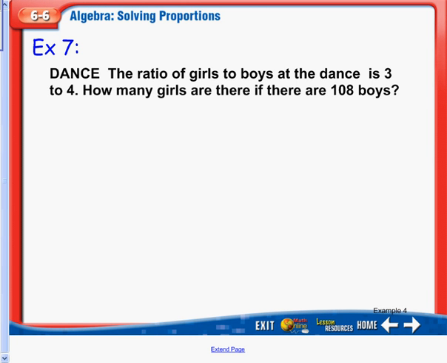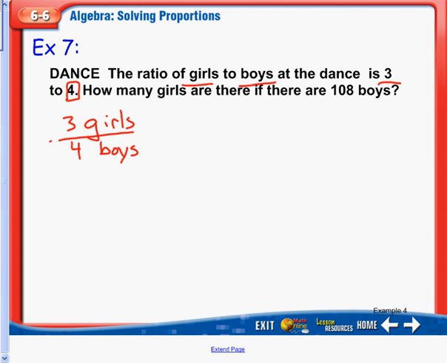Another word problem here, we have dance. The ratio of girls to boys at a dance is 3 to 4. So again, I'm going to write out right away, I have girls to boys. It was in the order of 3 to 4. So notice that girls was first, so they take the first number. Boys was second, so they take the second number.